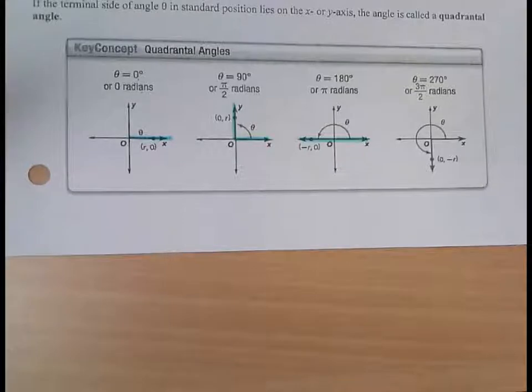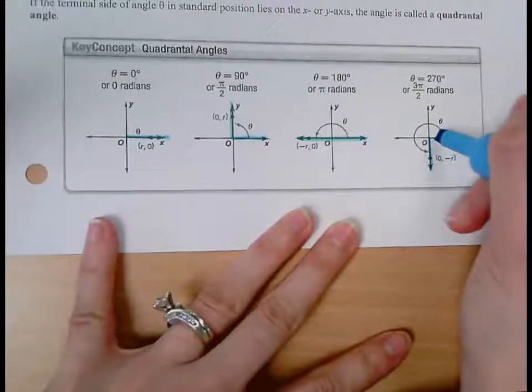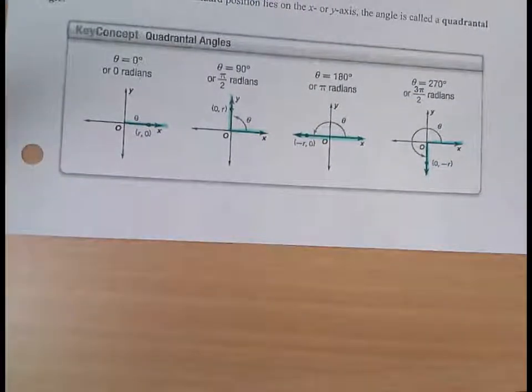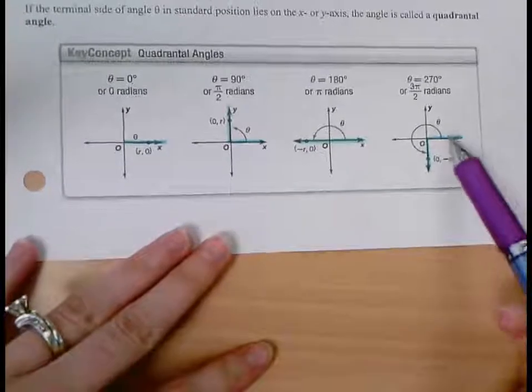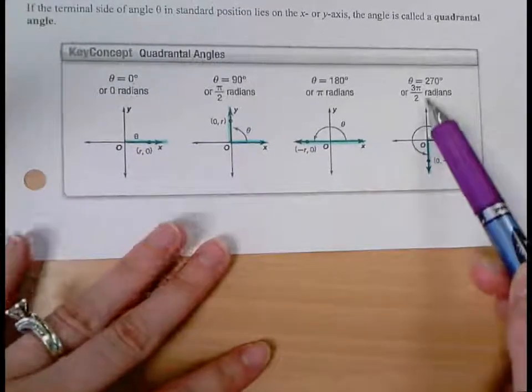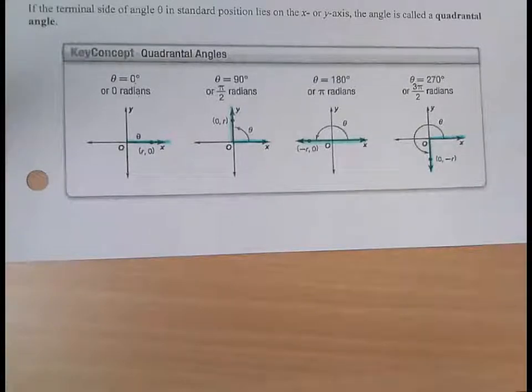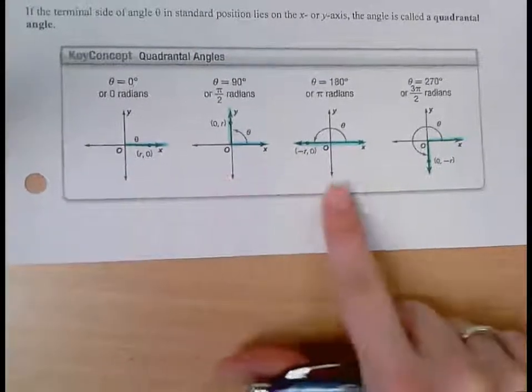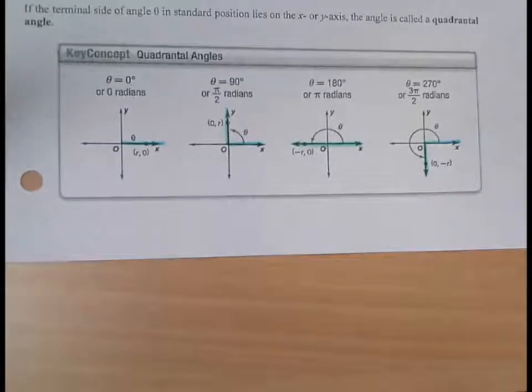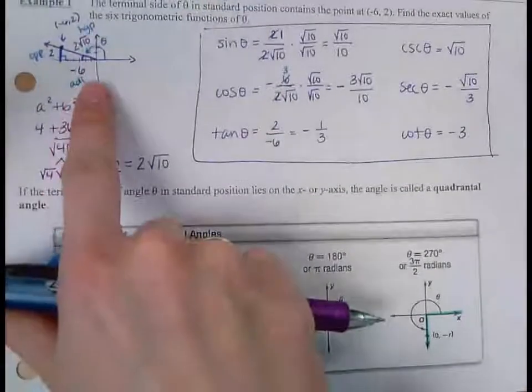And then if you have an angle of 270, which would be 3 pi over 2 radians, that's when your terminal side would go through a coordinate with an x coordinate of 0, y coordinate that's negative. So one thing I want you to notice for the quadrantal angles, it is not possible for you to draw a right triangle in, like we were able to for example 1.